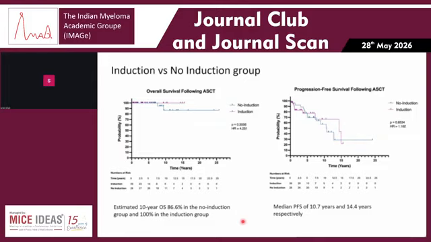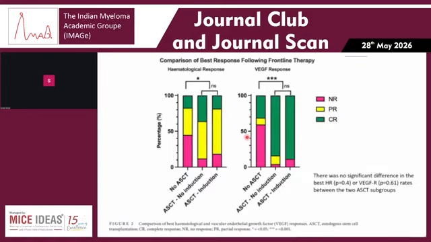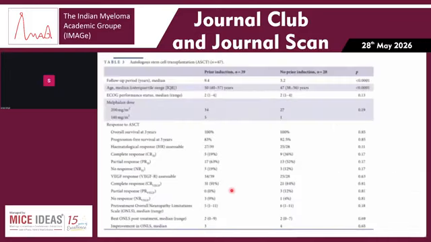Now in the transplant cohort, when they compare induction versus no induction group, as you can see here, the curves are almost similar. So there is no statistically significant difference in terms of OS and PFS between the induction and non-induction group. So here also the same for hematological and VEGF response. There is a significant difference between the ASCT group and the no ASCT group. However, there is no statistically significant difference between the induction and non-induction group under the ASCT cohort. Okay, so here in this table they have compared the prior induction group and the induction group. Here they could not demonstrate, in terms of response, any statistically significant difference between the induction and the non-induction group.